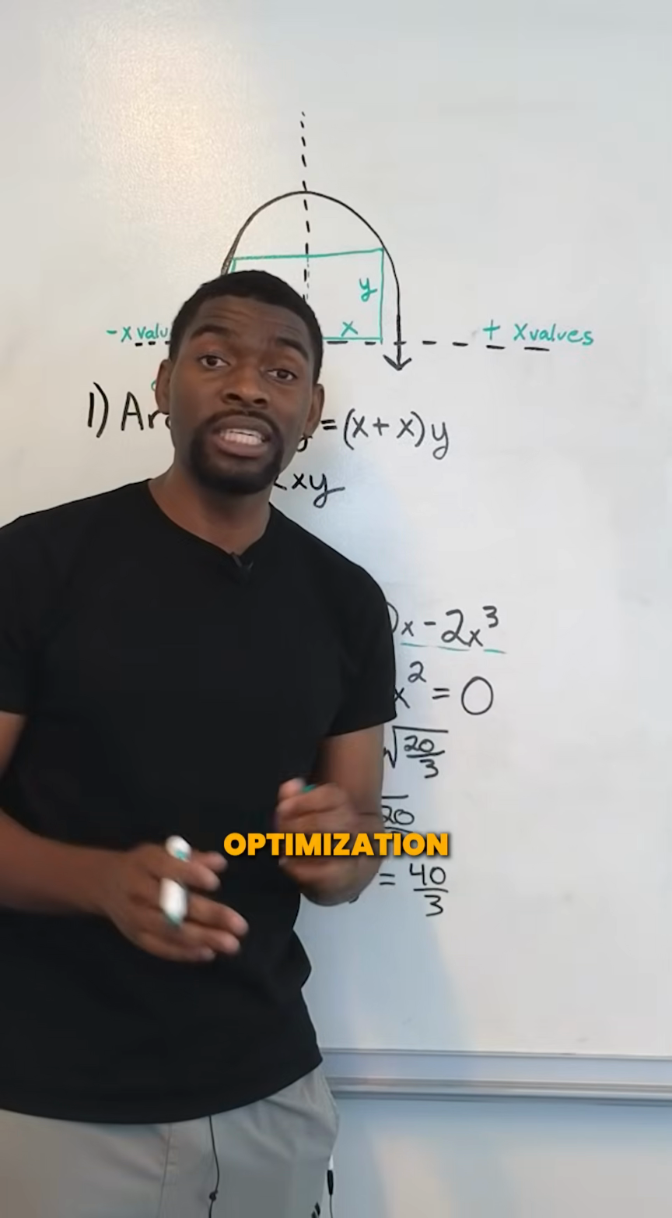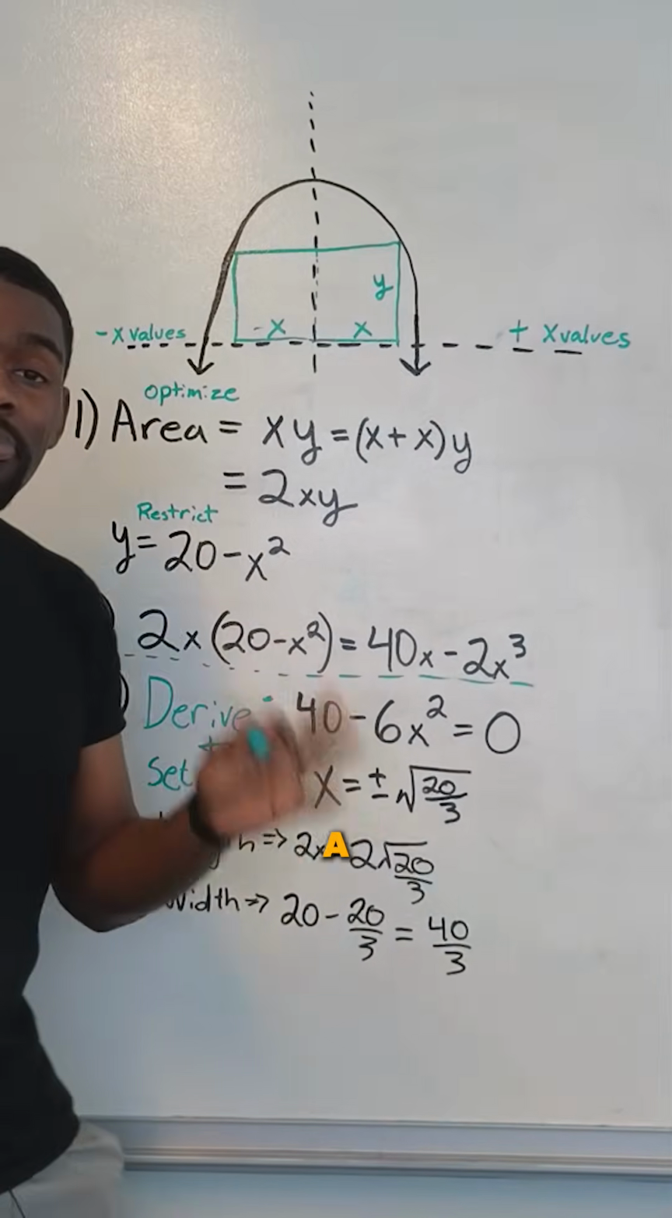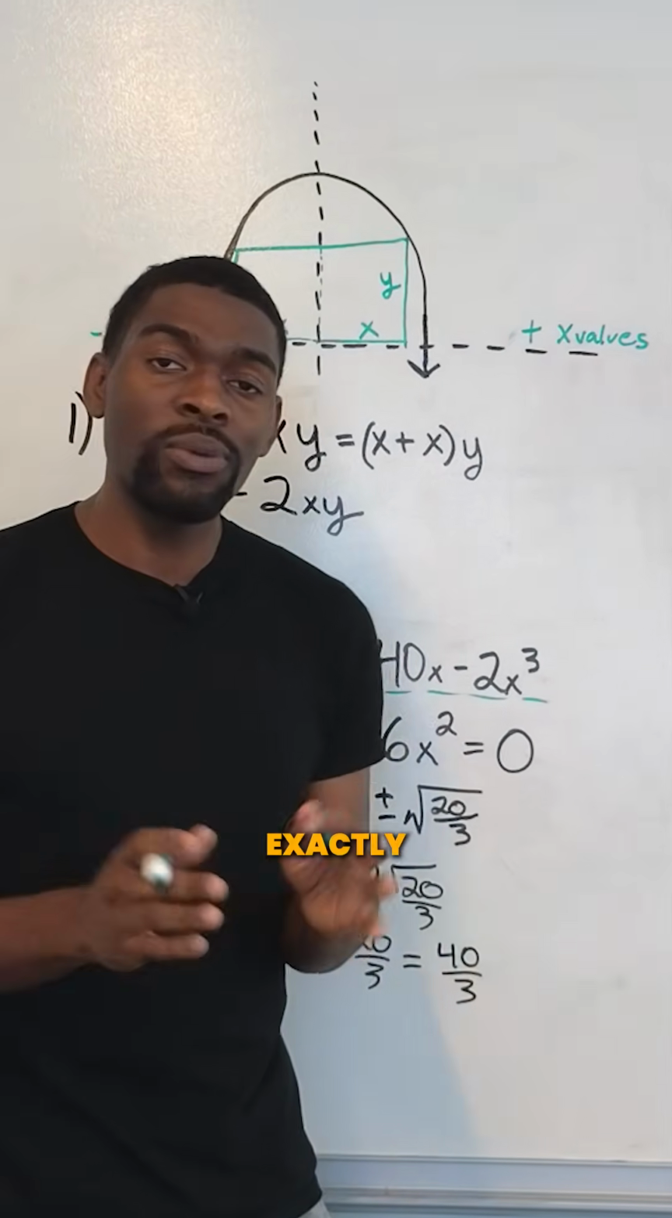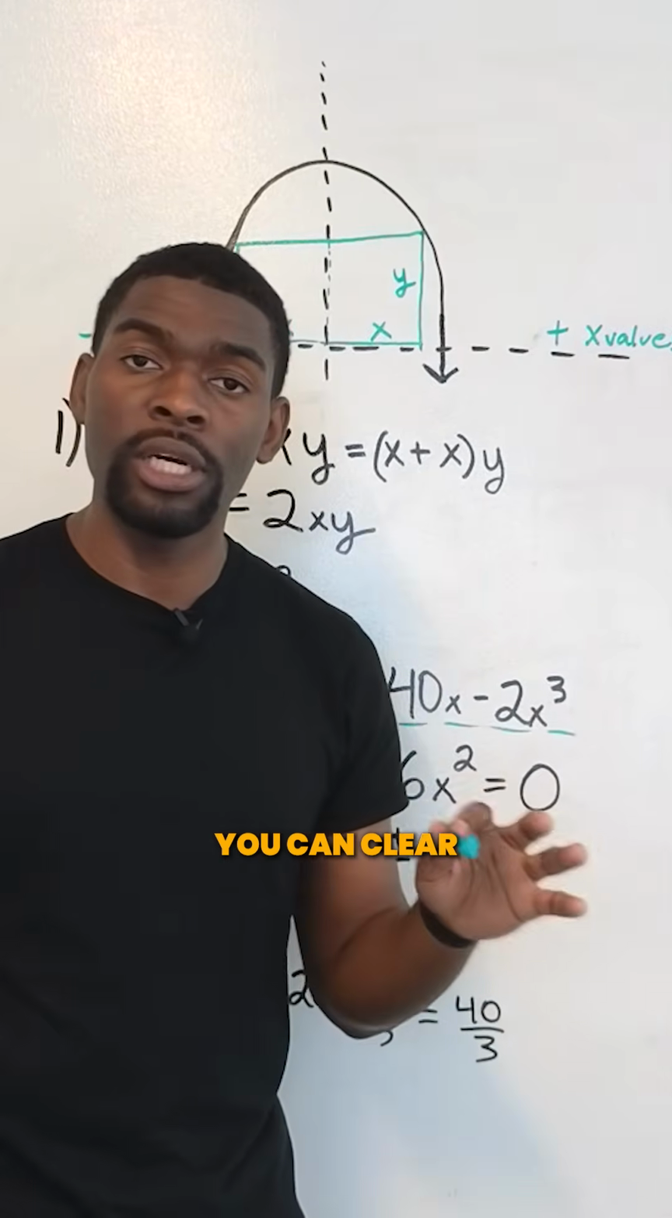When it comes to optimization problems, the very first step you want to do is to draw a picture, because a picture will detail exactly what's going on in the problem, and if there's anything that may be a bit complex, you can clear it up from the start.